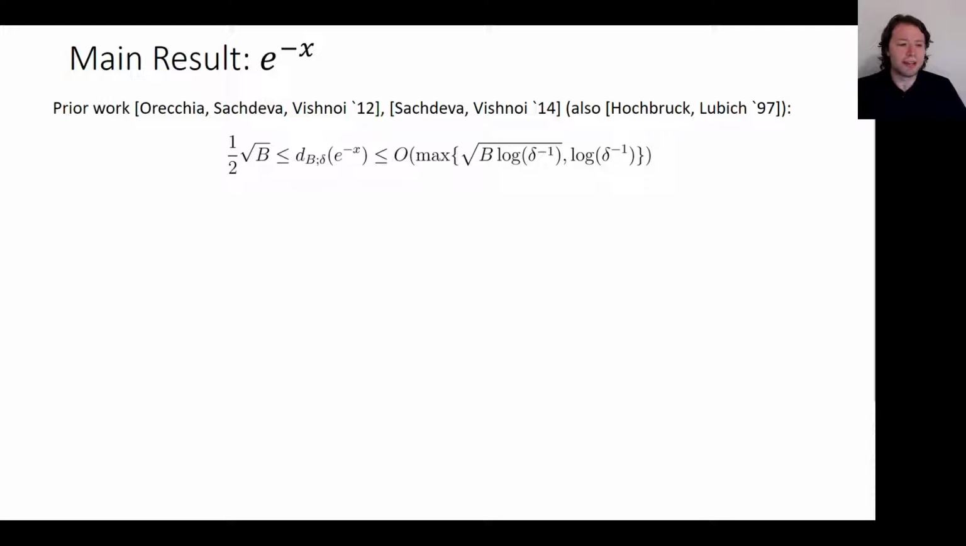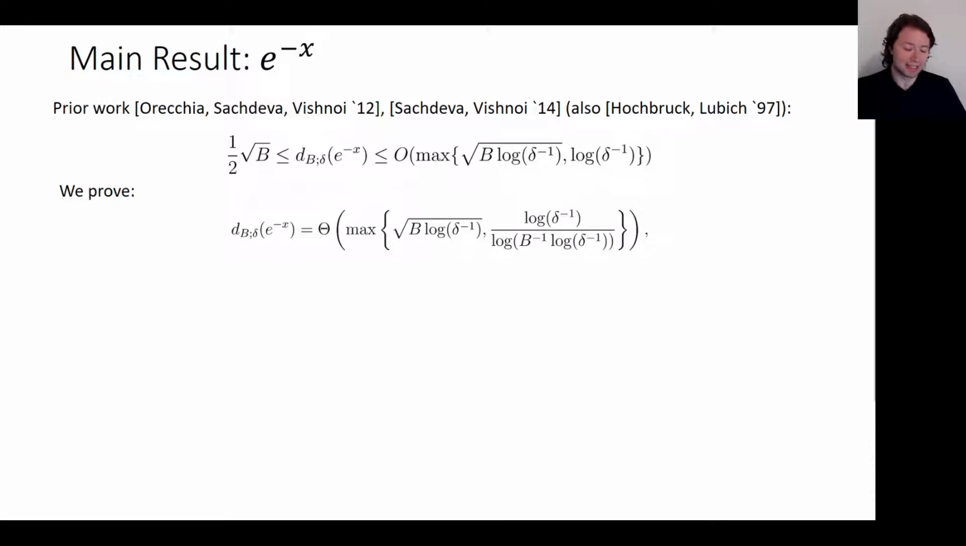So our first main result is to tightly bound exactly what degree is needed to approximate e to the minus x. We show that it's exactly the max of two terms. It's similar to the previous upper bound, so the first term is square root of b log 1 over delta as before. The second term is a little bit less than the previous upper bound, so we improve it from log 1 over delta to include a new logarithmic term in the denominator. So we show that the previous upper bound was pretty close to tight.